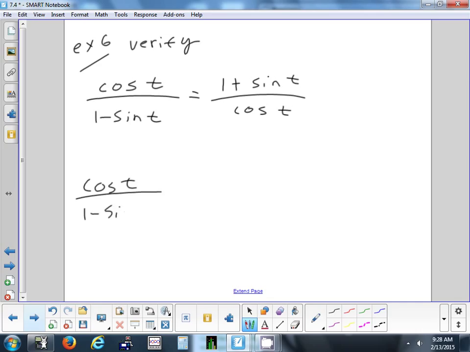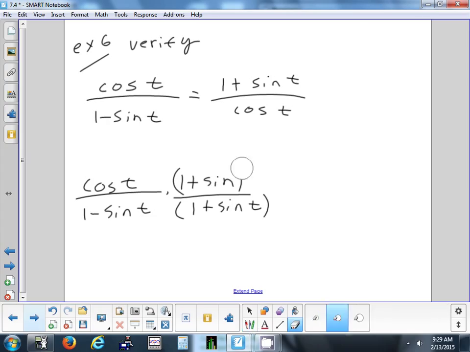Okay, so let's take that over 1 minus sine. And the right-hand side will stay the same. We're just going to try to change the left side. So what would be my first step here? Josh? Multiply top and bottom by 1 plus sine. Exactly. Multiply top and bottom by 1 plus sine, and 1 plus sine.